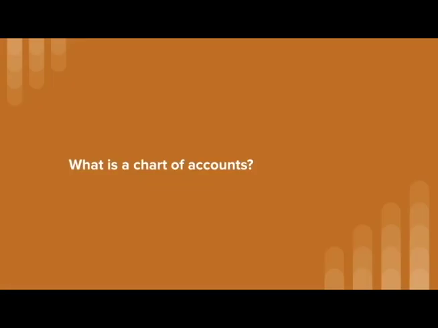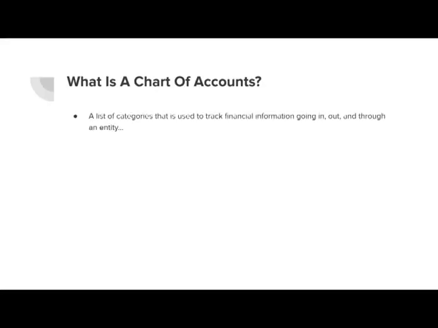Okay, speaking of, let's start off with what is a chart of accounts. A chart of accounts is a list of categories that is used to track financial information going in, out, and through an entity, which is true, but the way that I like to phrase this is a chart of accounts is the story that you're telling about your organization. It just so happens that you have to create these categories to tell that story, but the framework here is you are trying to answer questions to people who are asking financial related questions about your organization. So you have to tell them the story. You have to give them a financial picture that is accurate and comprehensive.